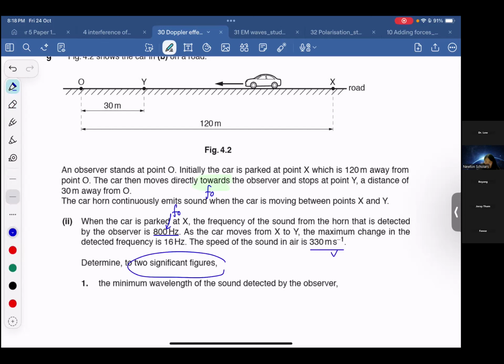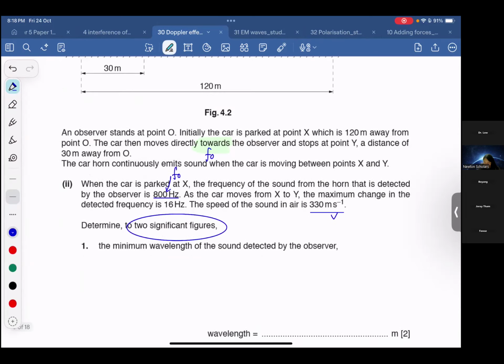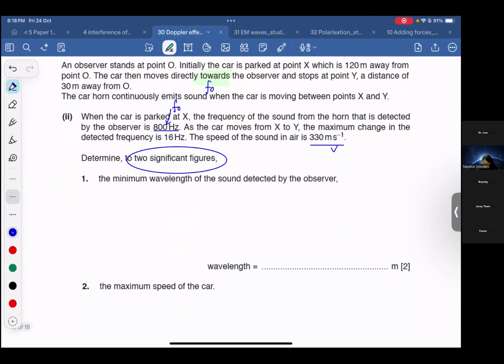Determine to two significant figures. So read the question: two significant figures. What is the minimum wavelength? Wavelength is related to speed and to frequency. So this is v equals f lambda.